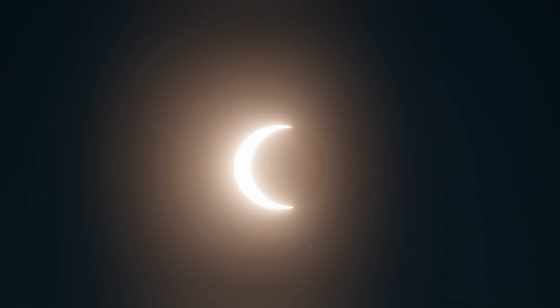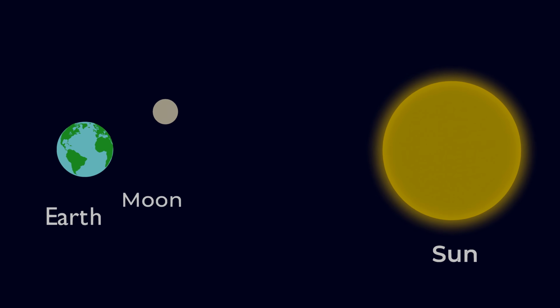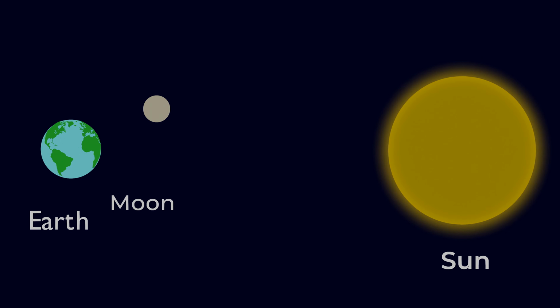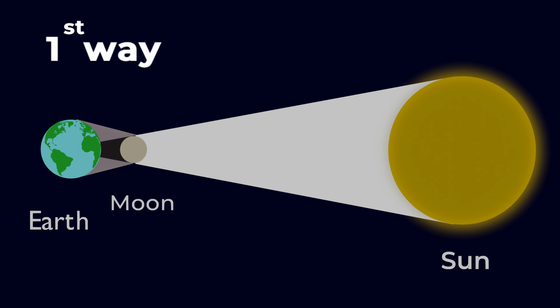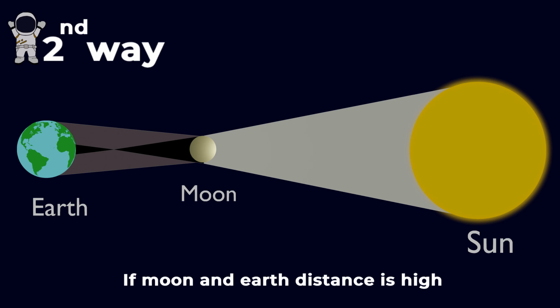What is a solar eclipse? A solar eclipse is a visible incident that occurs when the moon passes between the sun and the earth. During this incident, the sun is obscured by the moon. A solar eclipse is limited to small areas of the earth.